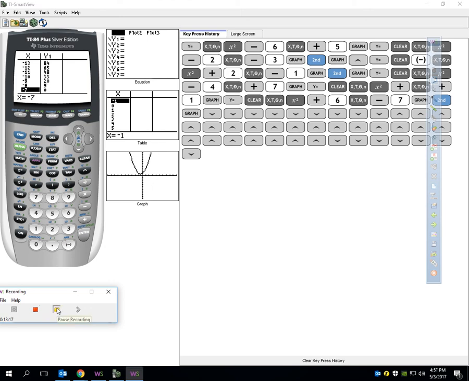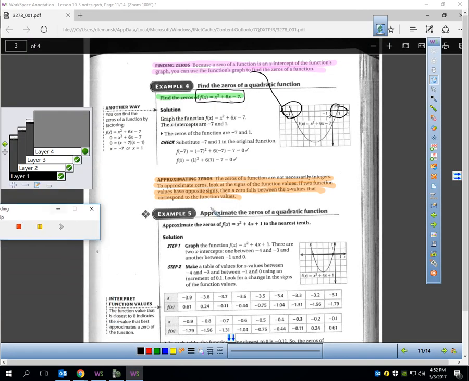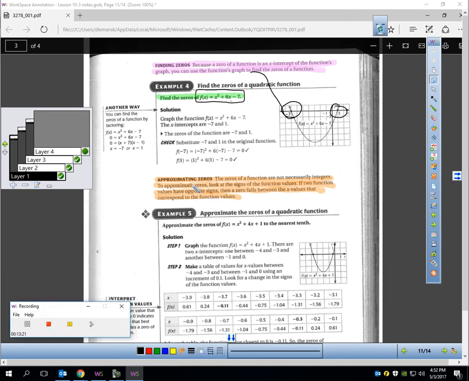As I said earlier, one weakness of this method is it can't always give you the exact amount, which gets me to approximating a zero of a function. The zeros of a function are not necessarily integers. Remember, integer means no fraction, no decimal. You might get fractional amounts or decimal amounts.